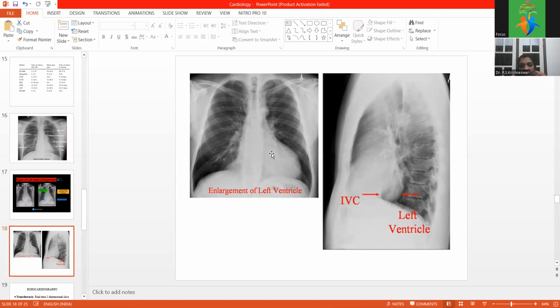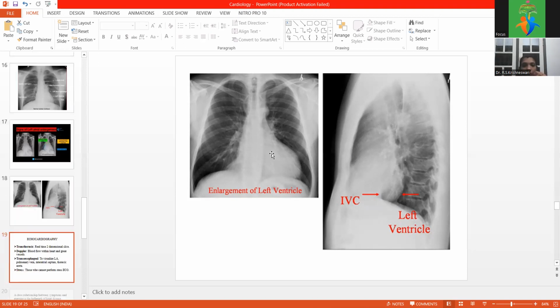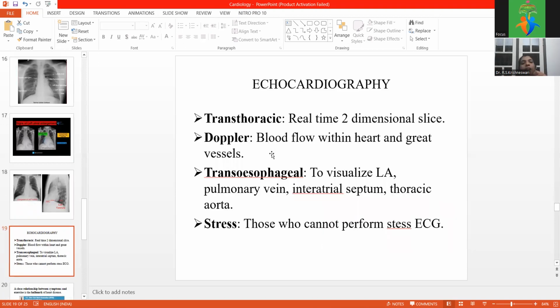I am only covering the general medicine part of cardiology. Regarding echocardiography, this is the next investigation as far as cardiology is concerned. These are the important investigations we are going through. There are 4 types of echocardiography. One is transthoracic, which we usually do.